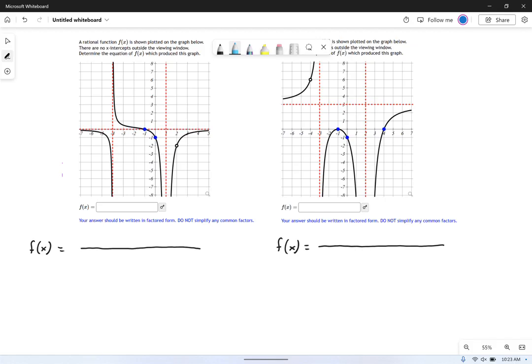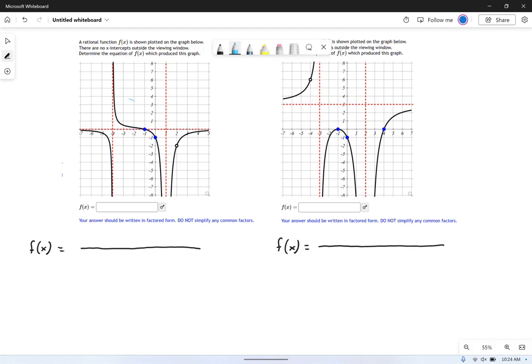These are separate problems, left and right, and we're going to solve each of them at the same time, so you can see exactly how the x-intercepts, the y-intercepts, the horizontal asymptotes are all playing into the creation of these functions based on the graphs. So first thing I'm going to do is look at x-intercepts.